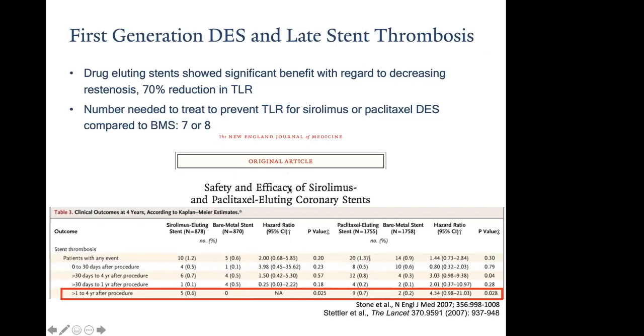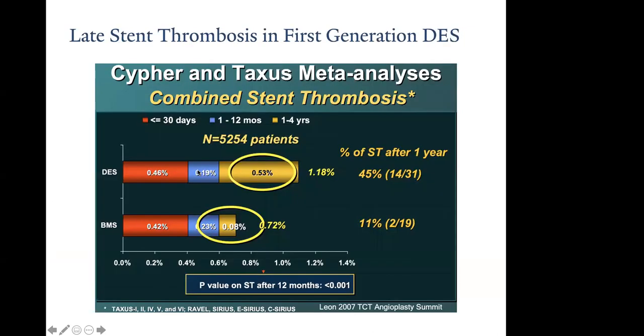So despite being successful at preventing restenosis, there was still this signal of late thrombosis that was poorly understood at the time. This is from a slide that Marty Leon presented at TCT in 2007 that kind of summarizes this. And so this was a real signal.